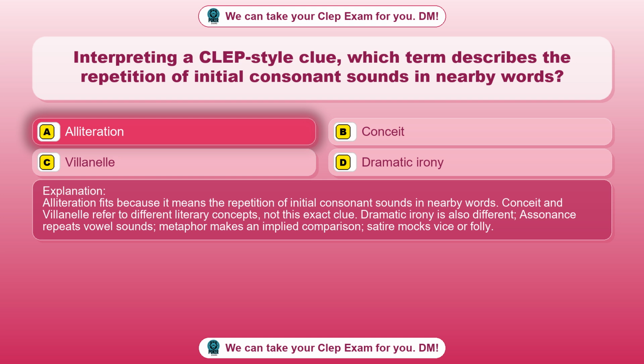Conceit and villanelle refer to different literary concepts, not this exact clue. Dramatic irony is also different. Assonance repeats vowel sounds. Metaphor makes an implied comparison. Satire mocks vice or folly.